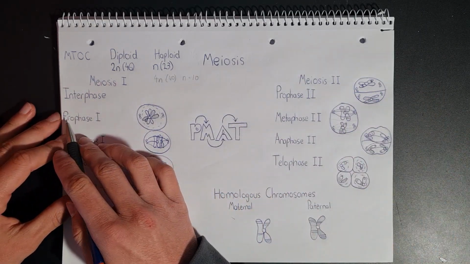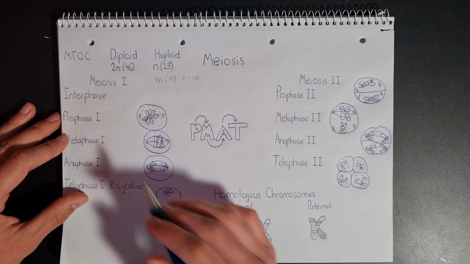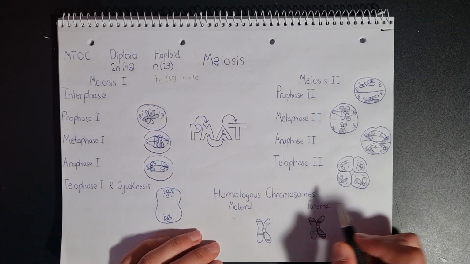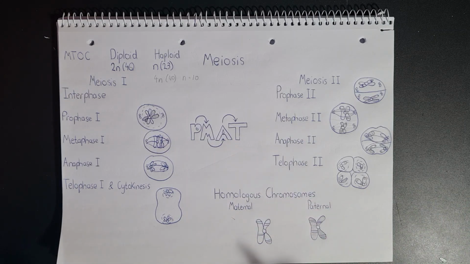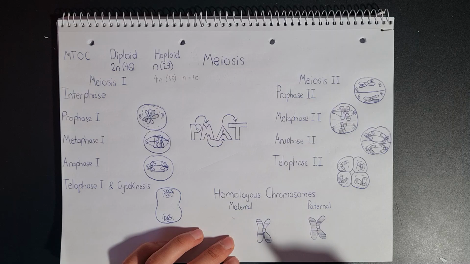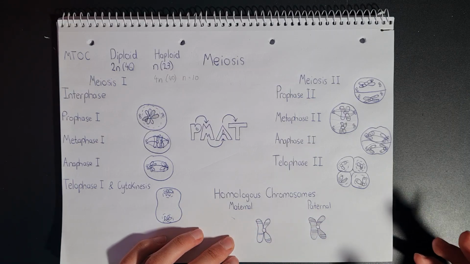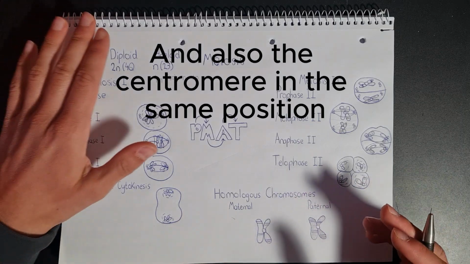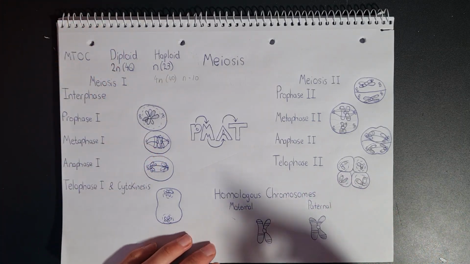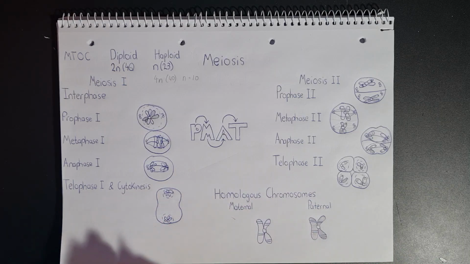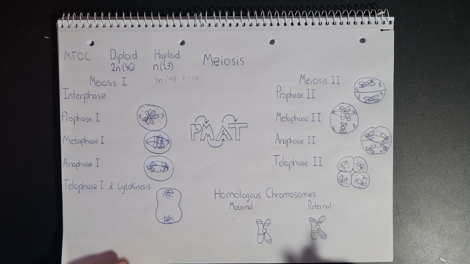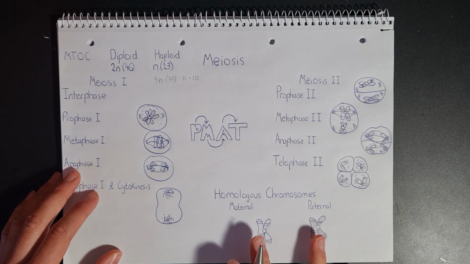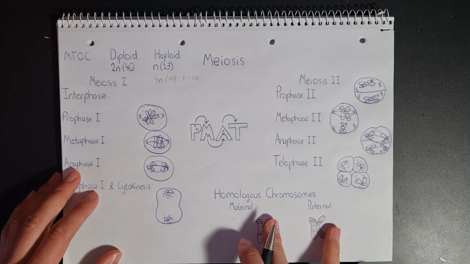Now, before going on to prophase 1 of meiosis 1, we need to cover what homologous chromosomes are. So homologous chromosomes are simply chromosomes that are the same shape, size, they have the same banding patterns, and they have the same genes at the same loci. Now, as we talked about before, for each chromosome pair, humans have one chromosome from the mother and one from the father, and these chromosomes will be homologous.